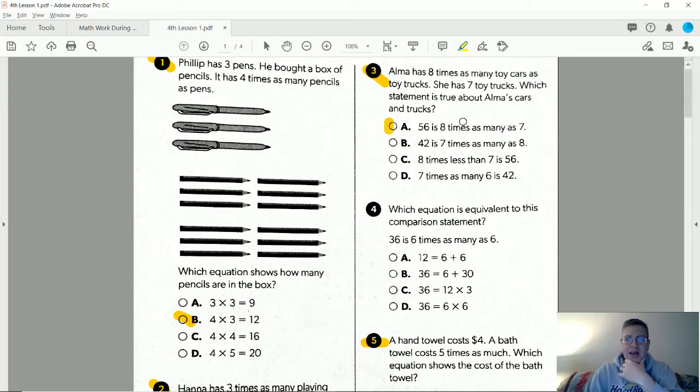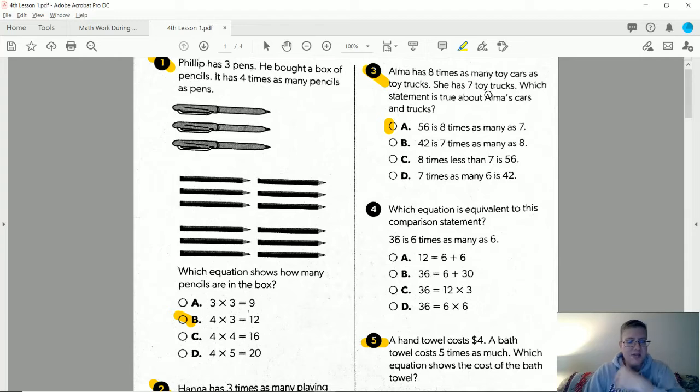So if you know your math facts, that would already give it to you. Some other things to watch out for. 42 is 7 times as many as 8. It uses the right factors, but it's not the right answer. 8 times less than 7. So that means we would have to be getting a smaller number, not a larger number at the answer. And then 7 times as many as 6 is 42. This is a correct answer. 7 times 6 is in fact 42, but it doesn't match the numbers that they're giving us in the problem.